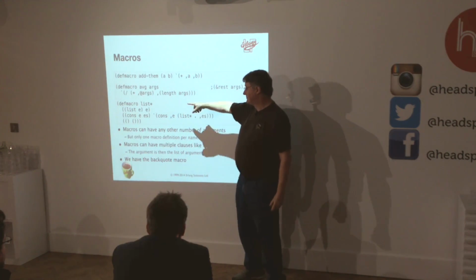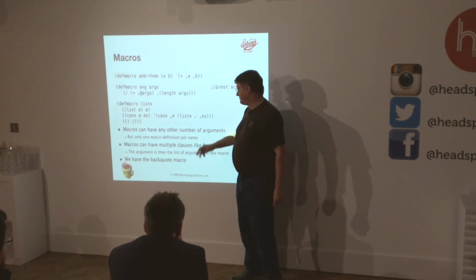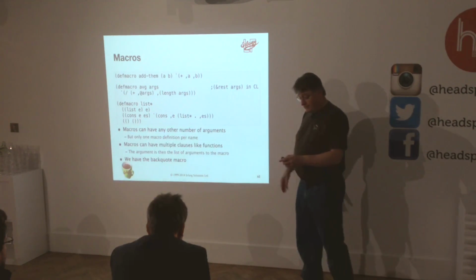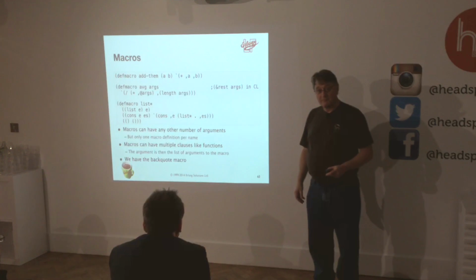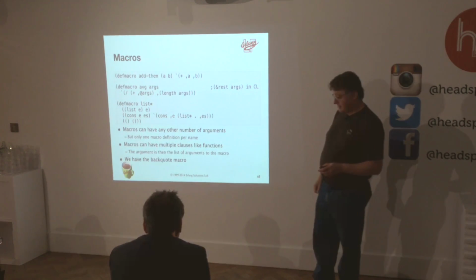I've got a list star here, which creates a list except for the last element which is appended to it, but I can define all these as macros. So yeah, macros can have any number of arguments. They get one argument, which is a list of all the arguments, and can have multiple clauses.